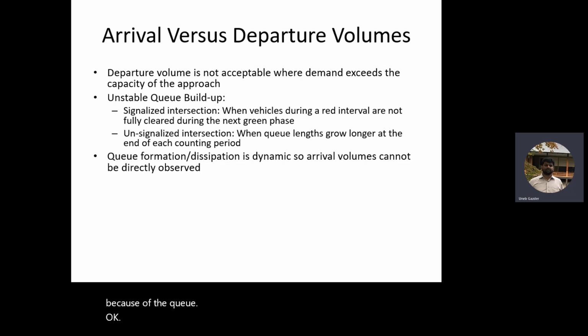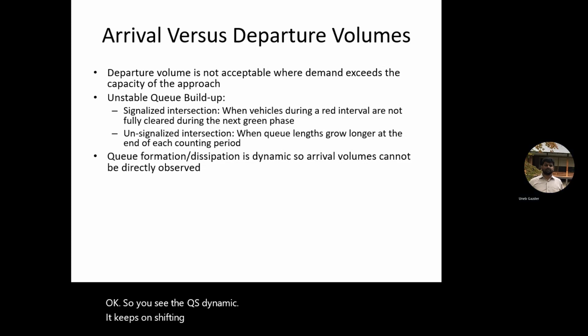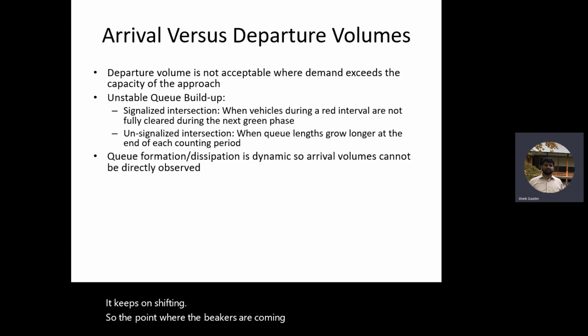Now what happens? Queue is increasing, but not always. At some point the signal will become green, right? So queue will also move forward. So I was counting here. Now I'm already 1 kilometer from the intersection. It happens. It can go up to 1 kilometer, no problem with that. The signal became green. Now the queue is moving. The queue has already moved. When the next time signal becomes red, the queue is there 500 meters away. So you are standing here, and now you have to count the vehicles which are going to that point. And again after a few minutes, the queue will come here. So you see the queue is dynamic. It keeps on shifting. So the point where the vehicles are coming is not fixed.